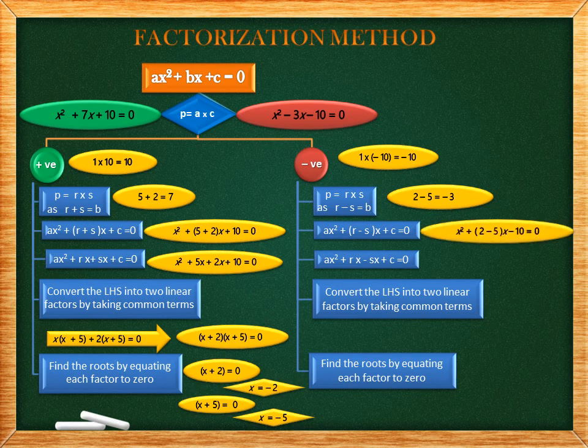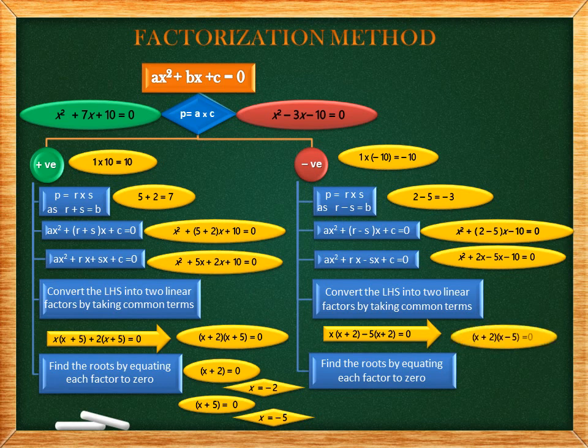So this will be x square plus (2 minus 5) into x minus 10 is equal to 0. Now we will open the bracket and it is x square plus 2x minus 5x minus 10 equal to 0. We can see in the first two terms x is common and we can take minus 5 common in the last two terms. So the equation will take the form x into (x plus 2) minus 5 into (x plus 2). Now x plus 2 is common in both the terms. So we can write the equation as (x plus 2) into (x minus 5) is equal to 0.